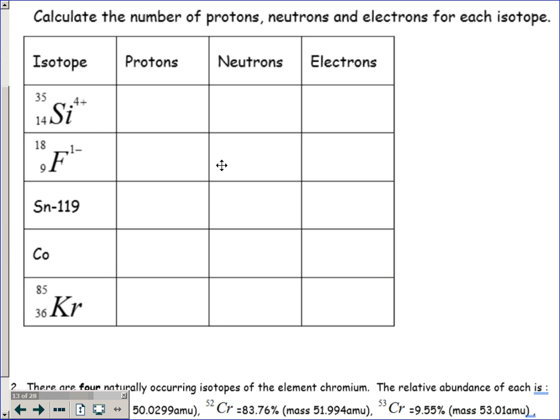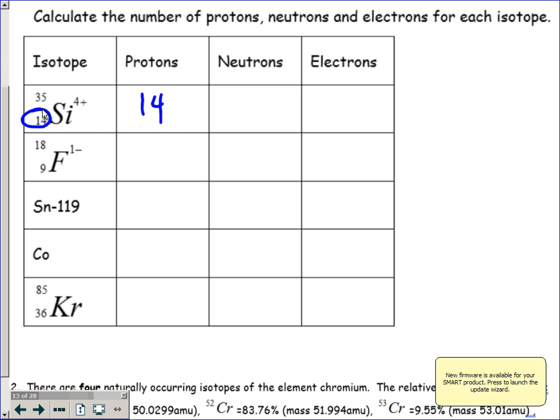14. How do you know that from here? The bottom number is the number of protons, also known as the atomic number. Okay, so make sure the smart board's working here. All right, so this is our number of protons.